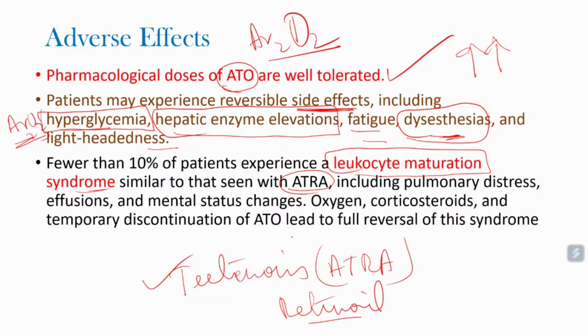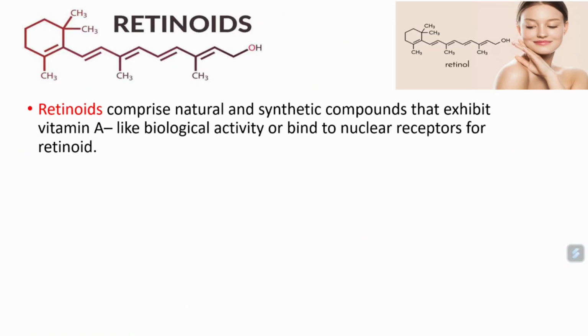Okay, and in that it causes pulmonary distress. Very, very important. Pulmonary distress, pulmonary effusion, and mental status changes. These are all seen with ATRA as well as with arsenic trioxide. Okay, oxygen, corticosteroids and temporary discontinuation lead to full reversal of this syndrome. So oxygen therapy and corticosteroid therapy can be given if the patient is having leukocyte maturation syndrome. Okay, so that's it about arsenic trioxide. Now we'll discuss retinoids.